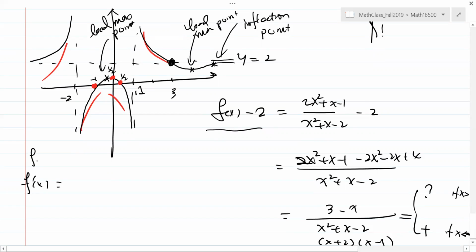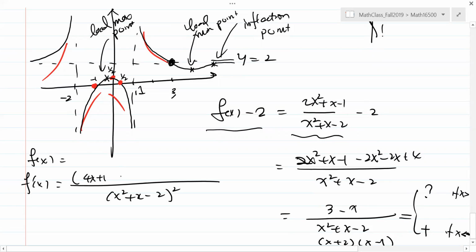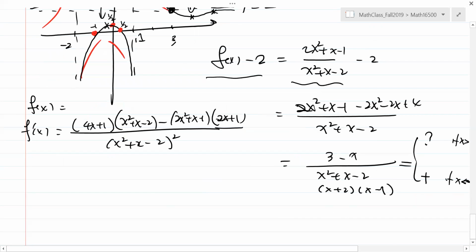Well, the function is going to be complicated. Okay, what is the function again? There's the function here, over here. So find the derivative, x squared plus x minus 2 squared. Then you differentiate 4x plus 1, x squared plus x minus 2, and here 2x squared plus x minus 1, 2x plus 1. Okay? Then carefully check. Okay? Simplify the numerator.